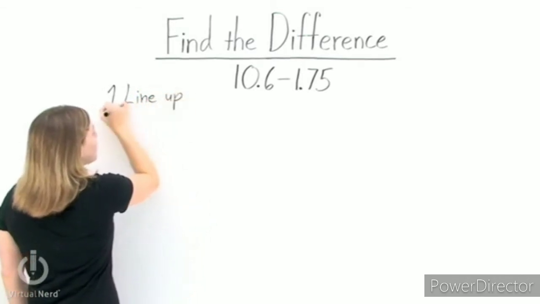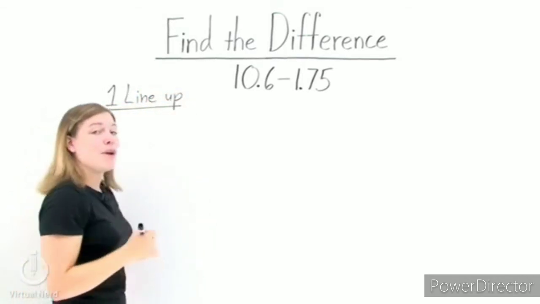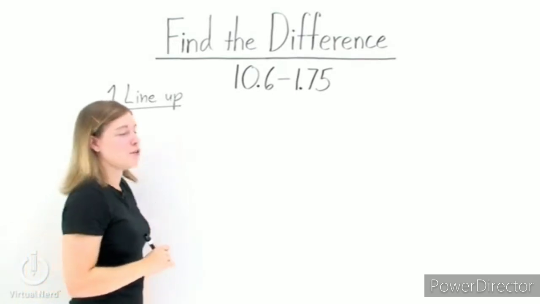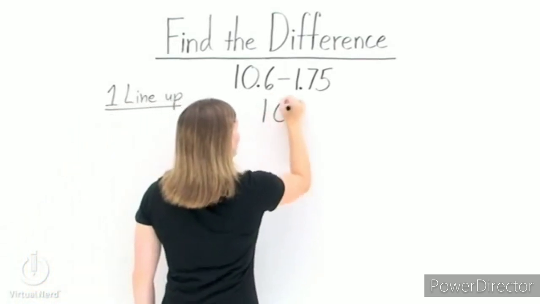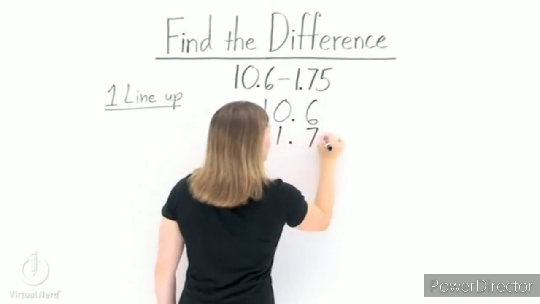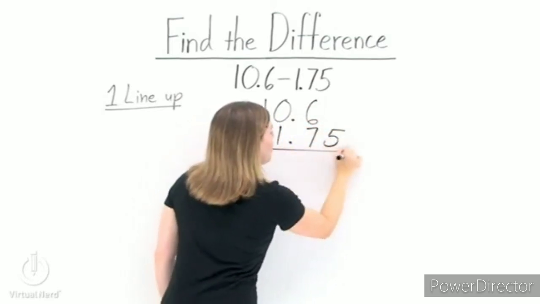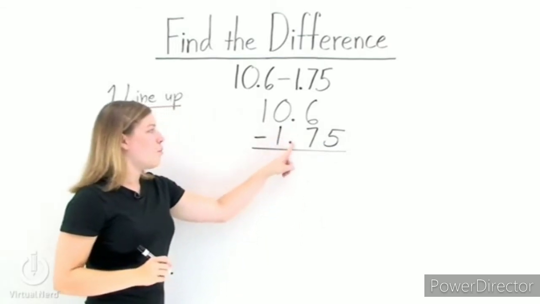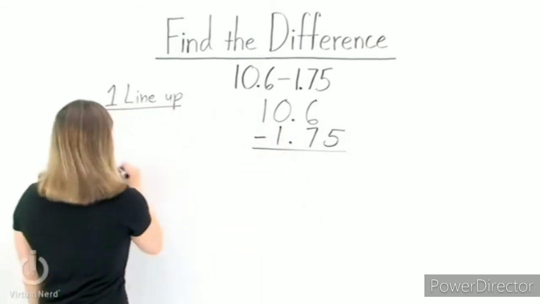Step number 1 will be setting up our subtraction normally, but we need to make sure to line up our decimal points when we do this. So we'll have something that looks like this: 10.6 minus 1.75. Notice that the decimal points are lined up, one right on top of the other.